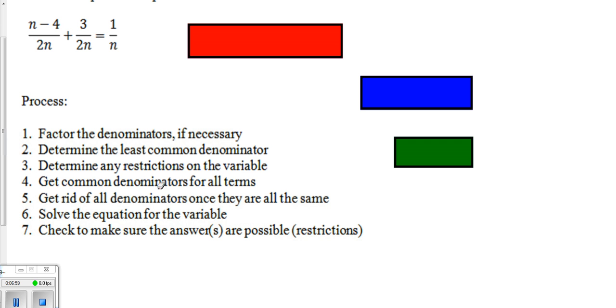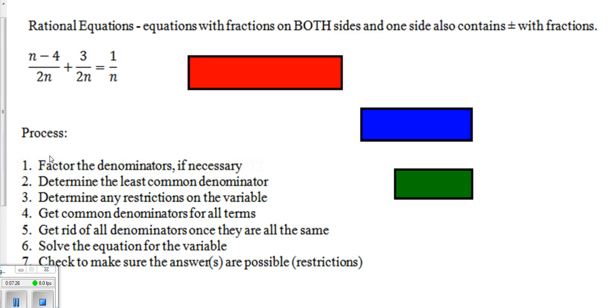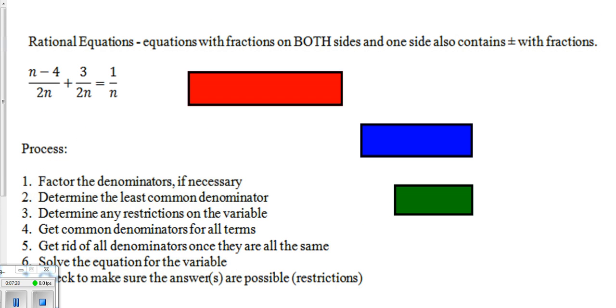After that, we want to get a common denominator for all of our terms. Then, since we'll have a common denominator on each piece, we can essentially just ignore it. All of them are the same anyway, so we don't really need to worry about them anymore. All we're doing is just adding or subtracting all the numerators together. Then we will solve the equation for the variable. At the end, we're going to double check and make sure that our answers are possible. Okay, and that goes back to step 3 after we determine any restrictions.